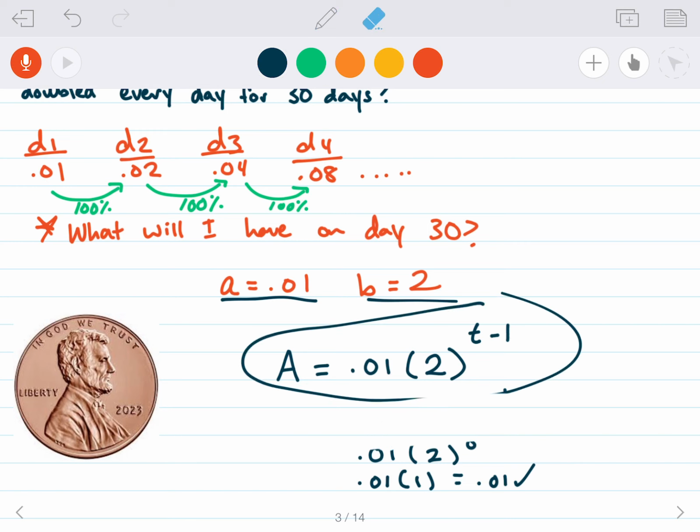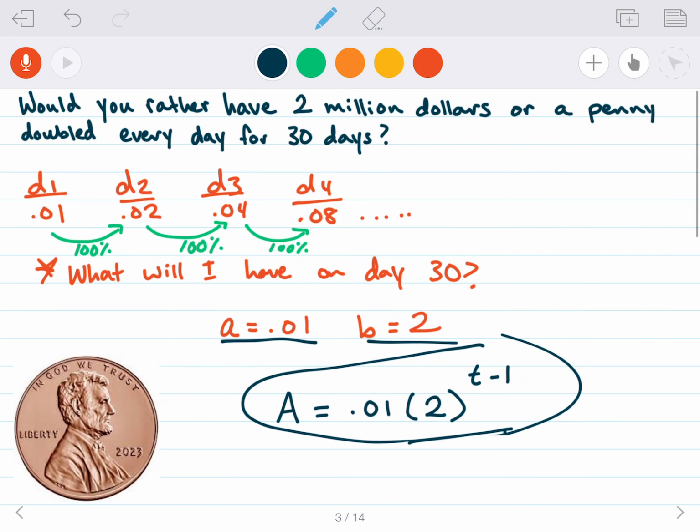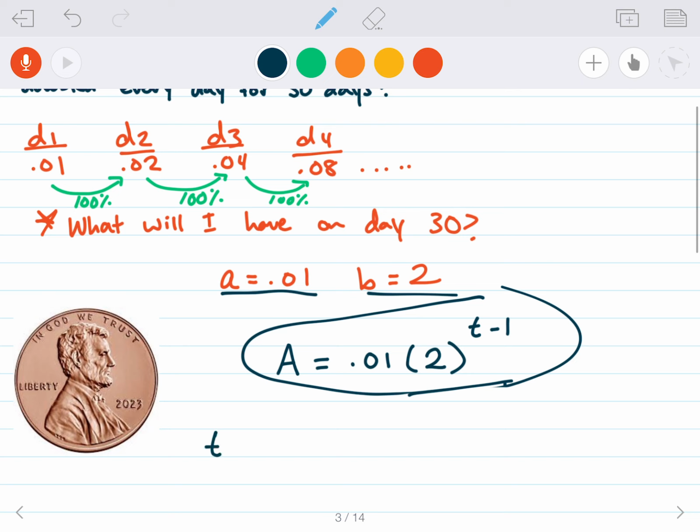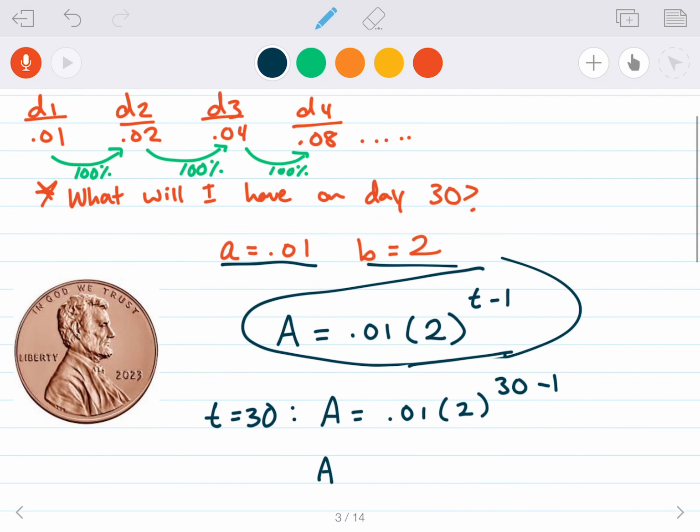And so the question is, what's the better deal? Do I double the penny every day for 30 days? Or do I take the $2 million? Let's find out. So when T is equal to 30, remember that's our days that have passed, what we get is A equals 0.01 times 2 to the 30 minus 1. So this is going to be 0.01 times 2 to the 29th.